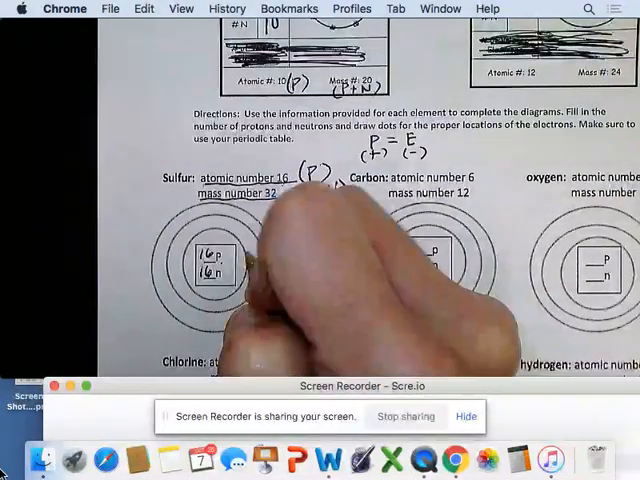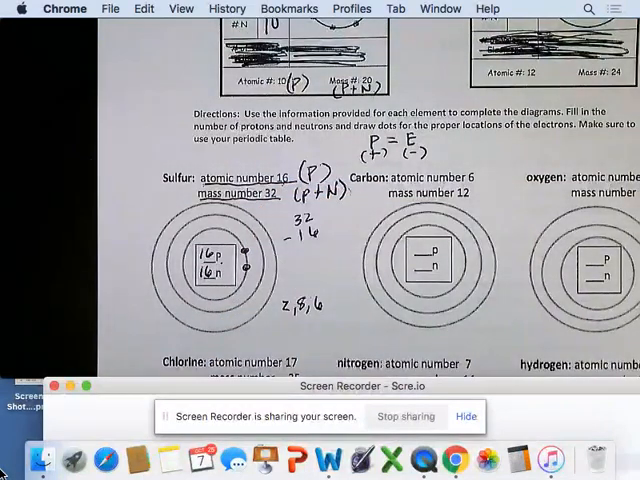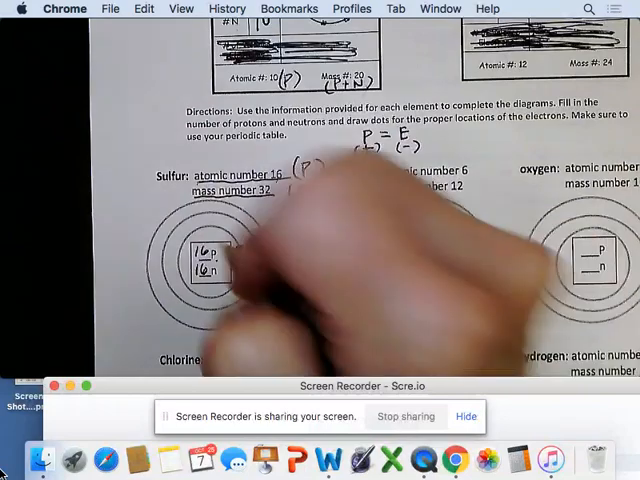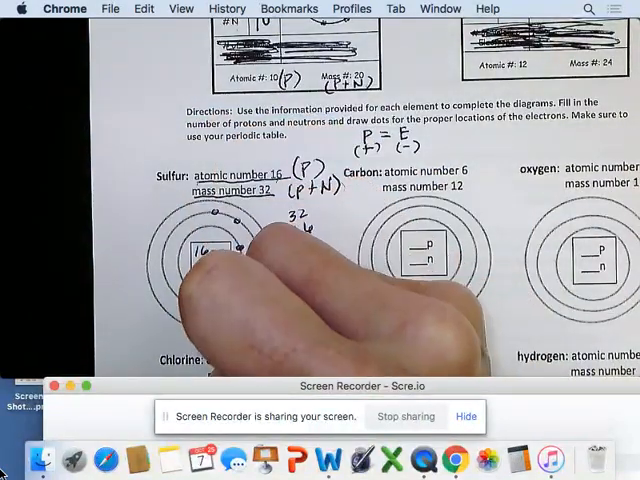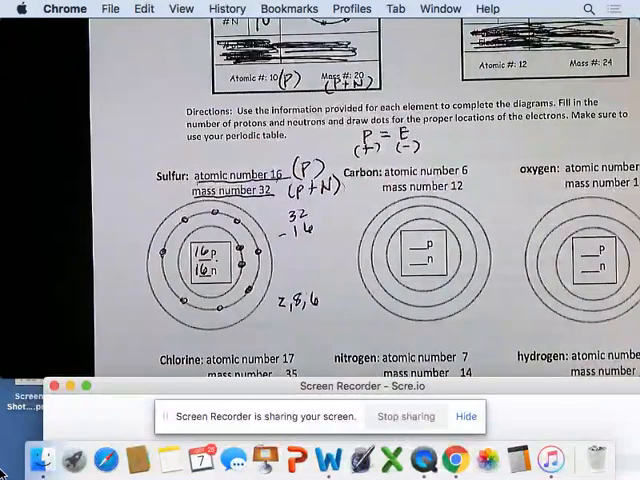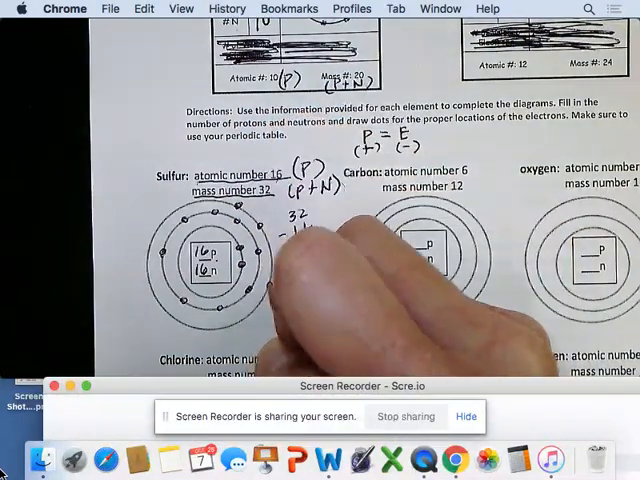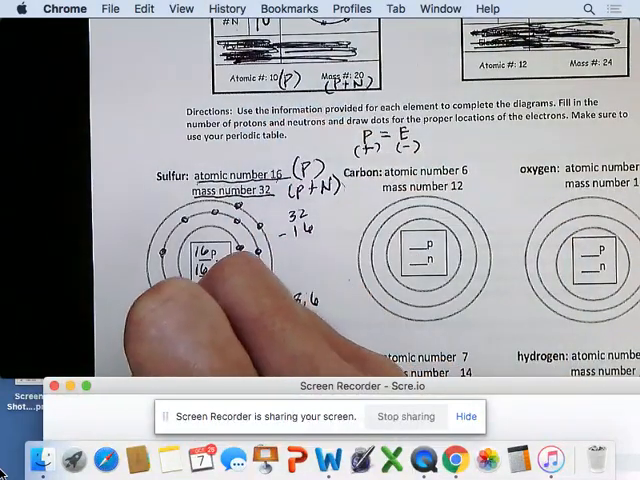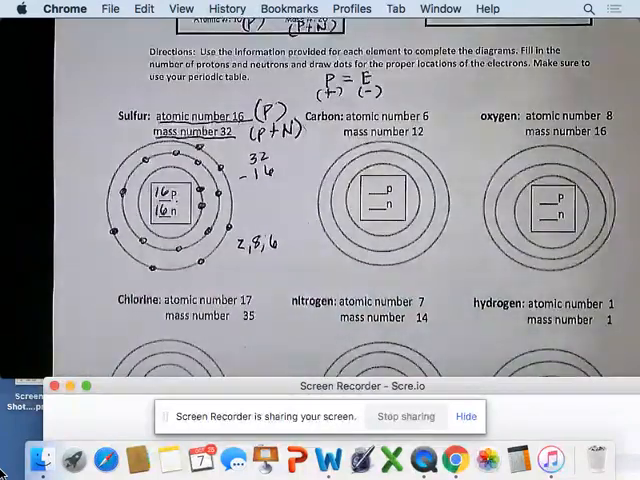So we're going to put 2 electrons in the first ring. We're going to situate 8 electrons in the second ring. 1, 2, 3, 4, 5, 6, 7, 8. And then we're going to put 6 in the third ring. 1, 2, 3, 4, 5, 6. So that's how we do this set of problems.